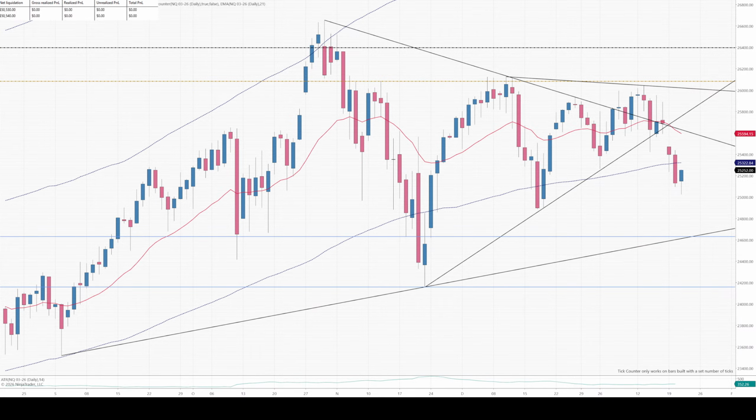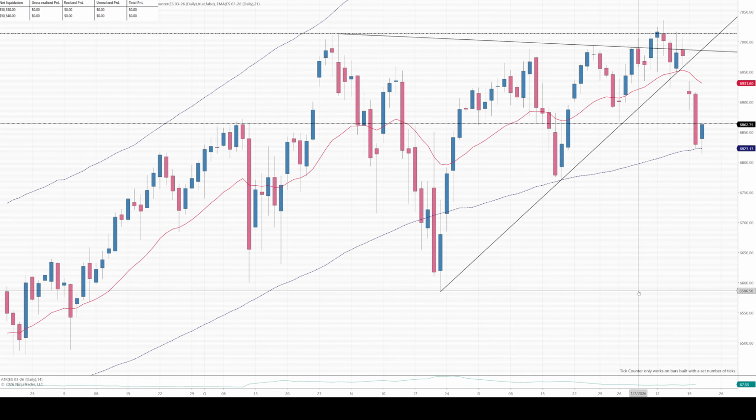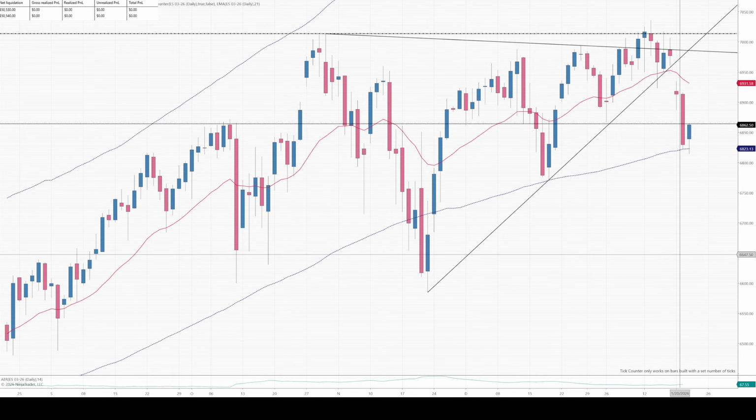Let's look at the ES daily. ES daily, I would imagine 6,800 would be the target for the bears. But we are in this area of support right here.